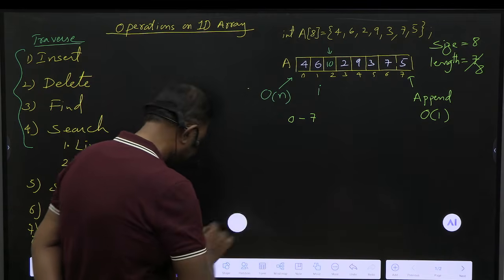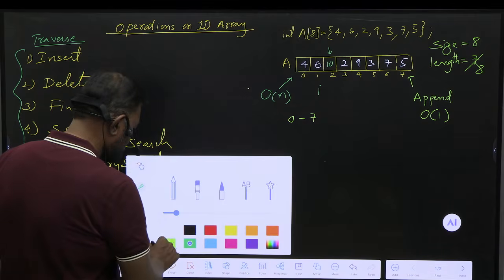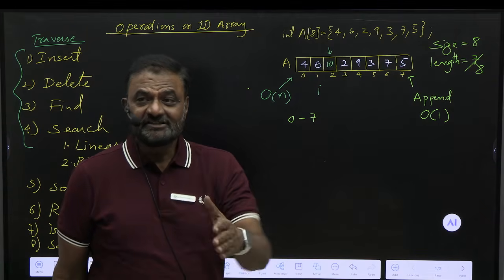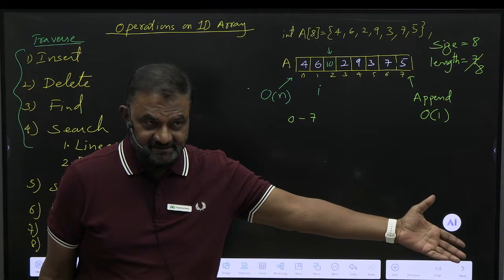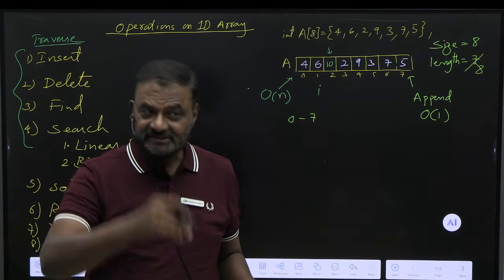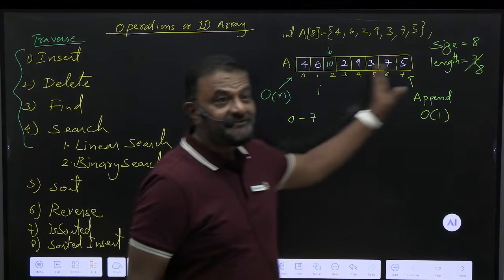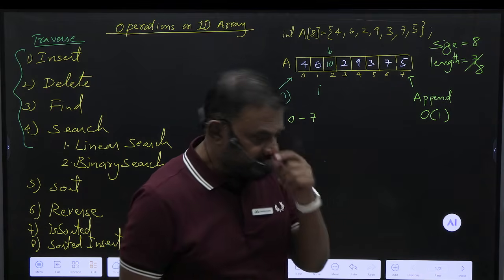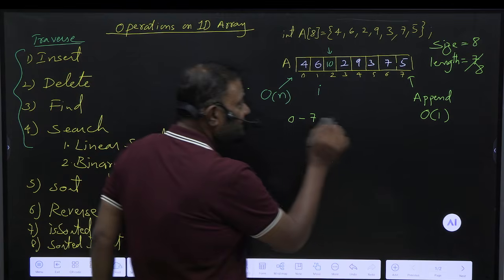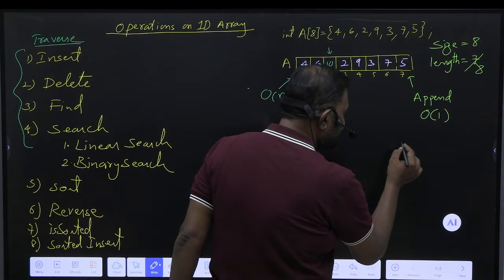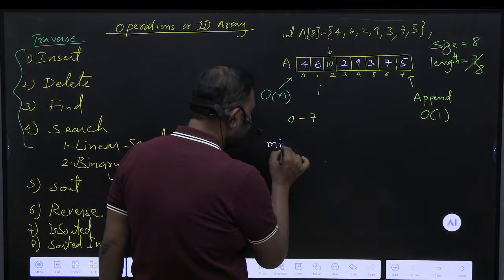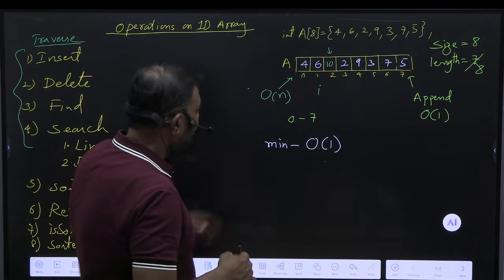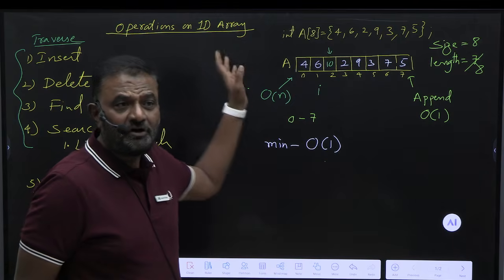Now listen. You have seen insertion. Insertion requires shifting of elements, and the time taken for insertion depends on the shifting of elements only. Now, if I am inserting at this place, the time taken is big O of 1. So the minimum time taken for shifting is O of 1. And if I am inserting at this place, then I have to shift all n elements.